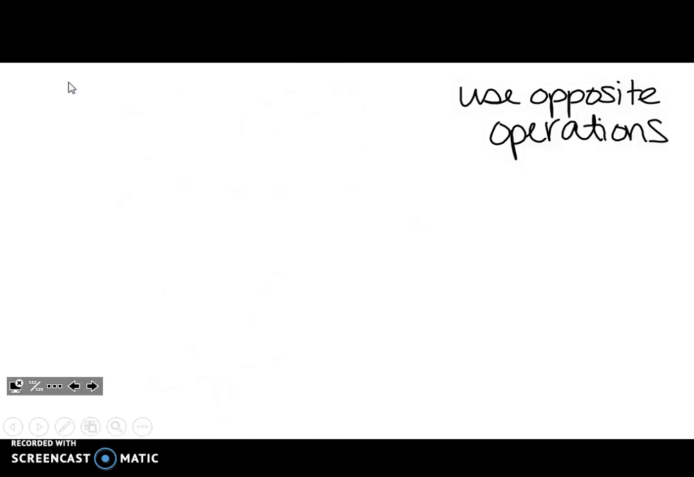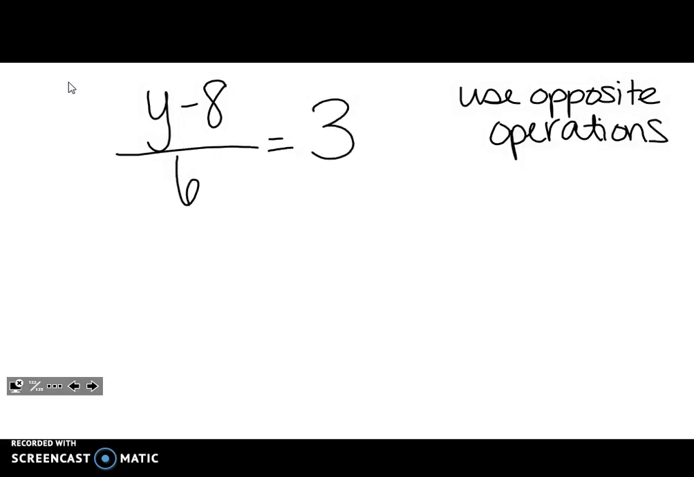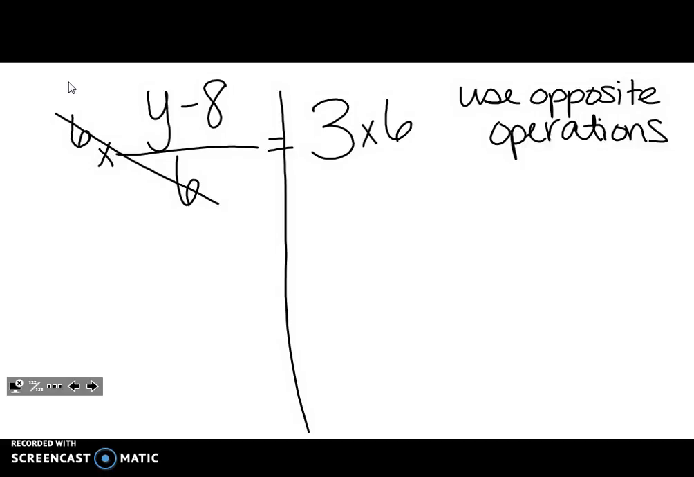All right, and then the final type of two-step equation is one that involves one big division problem. Guys, this problem reads y minus 8 divided by 6. I can't move that minus 8 until I reverse the division problem. So in this problem, the first thing I have to do is take the 6 and multiply it to the other side to reverse the division problem. So I have y minus 8 on the left, and 3 times 6 is 18.